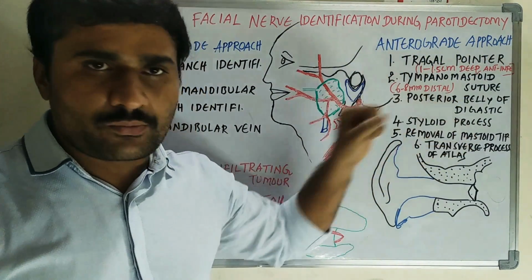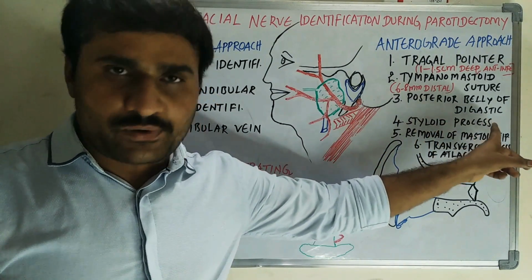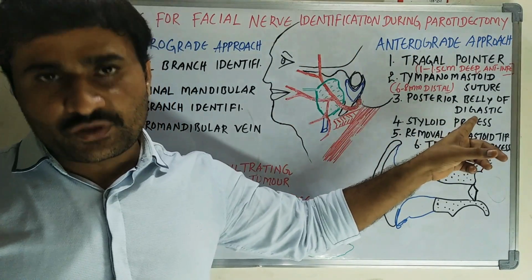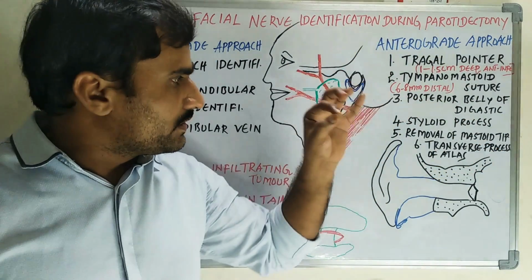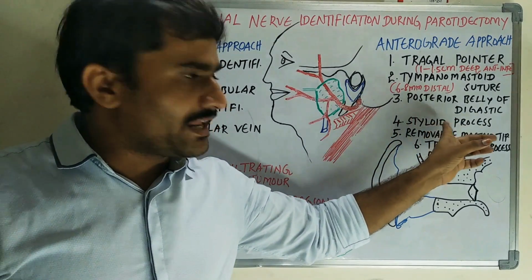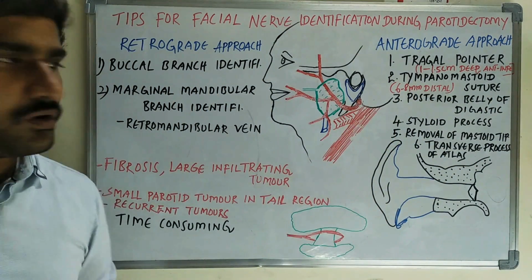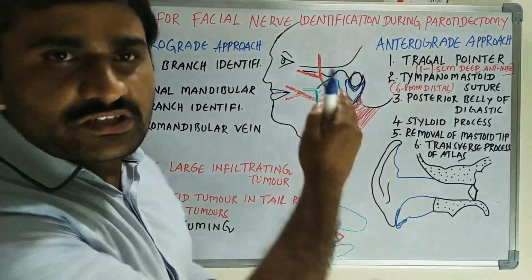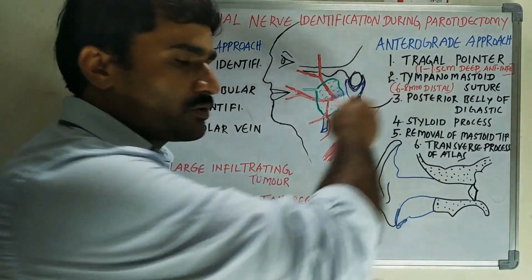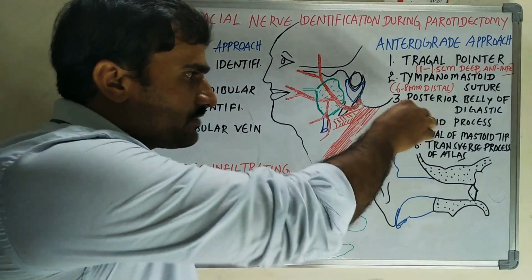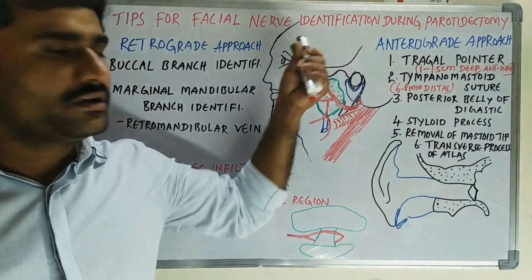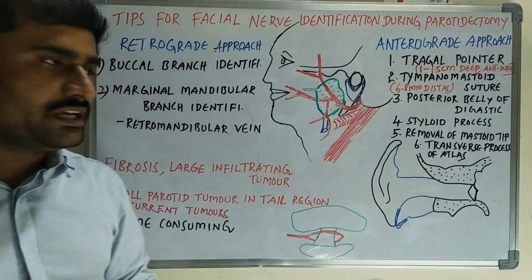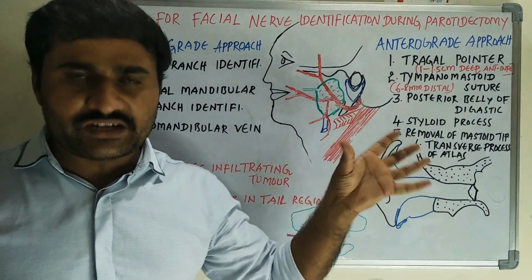So this is the third point. And the fourth one is the styloid process. Some advocate that the styloid process can be used, but some are against it because there are high chances of injury to the nerve if you follow the styloid process as a landmark. Because at the styloid process, the facial nerve runs superficially and obliquely crossing the styloid process. So in the process of identification of the styloid process, there may be chances of injury to the facial nerve. And the fifth one is removal of the mastoid tip, especially in cases of fibrosis, that is for recurrent tumors.